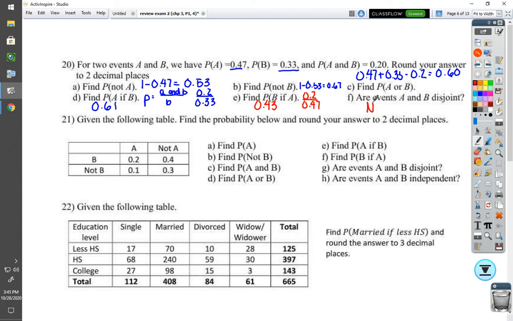The answer is no. Why is the answer no so quickly? Because A and B says that you have a probability of 20%. You can't be disjoint if you happen to have a value.